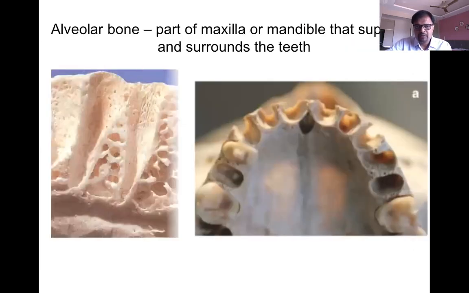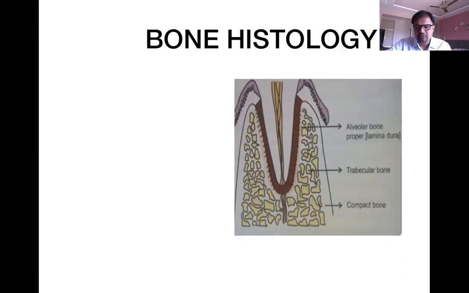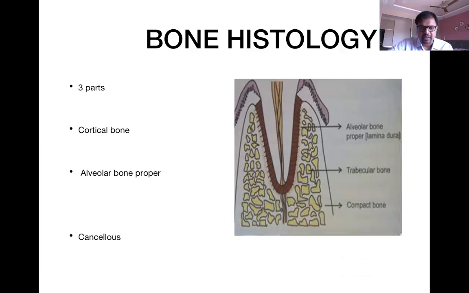Okay. So now, how does it look histologically? Histologically, we use the terms alveolar bone proper, or lamina dura, then the trabecular bone and compact bone. So let's see each of them one by one. Histologically, the bone per se is classified as cortical bone and alveolar bone proper, and then the cancellous bone.